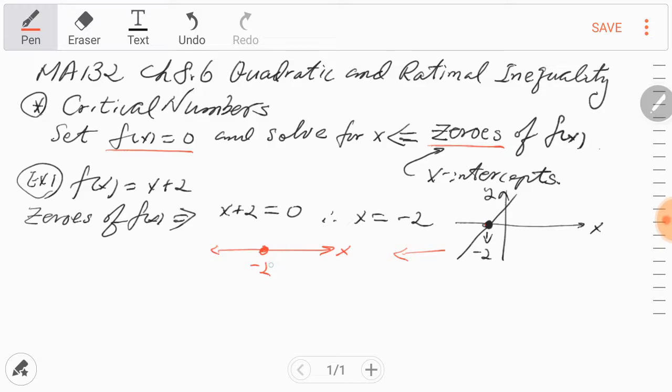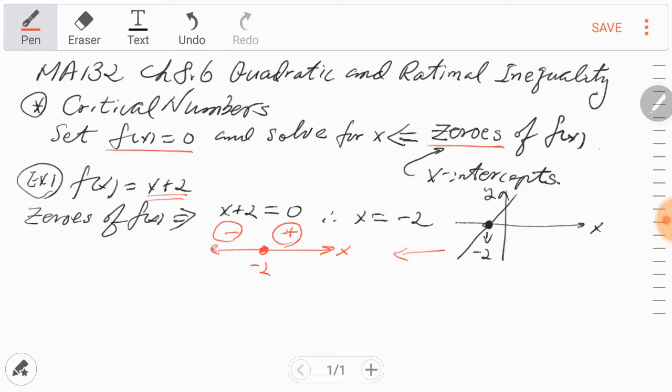If x is greater than negative 2, then what is the sign of the function? Just plug in any number. If x is, let's say, 0, then 0 plus 2 is positive, right? So the y value, if x is greater than negative 2, is positive. What if x is less than negative 2? Let's select negative 3. Then negative 3 plus 2 is negative 1, so the y value is negative.